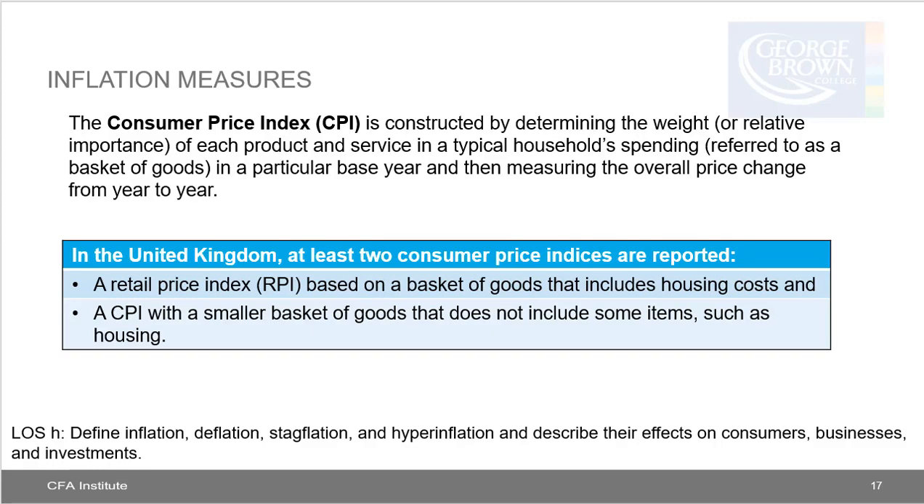Another key thing to understand is that in different countries, terminology may vary, and the basket of goods is very likely to vary. So, for example, in the United Kingdom, at least 2 consumer price indices are reported. The first one, a retail price index, RPI, is based on a basket of goods that includes housing costs, and a CPI with a smaller basket of goods that does not include some items such as housing. Okay? So inflation rates as measured by the UK RPI and CPI are typically not the same.